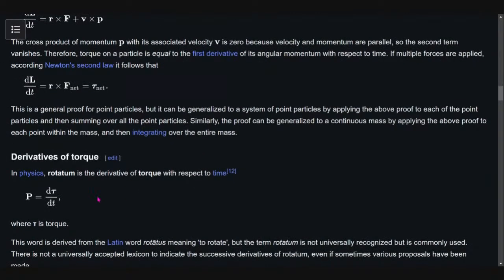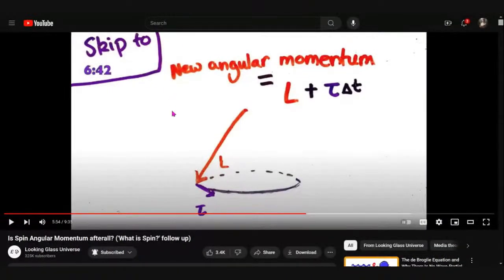Okay, we don't need the derivative of the torque. I don't think so. dL/dt is torque. This is torque. So torque is just R cross F. So if we go now, where is the video? Her video. So if we have a vector going up, this is the torque, and this is L.